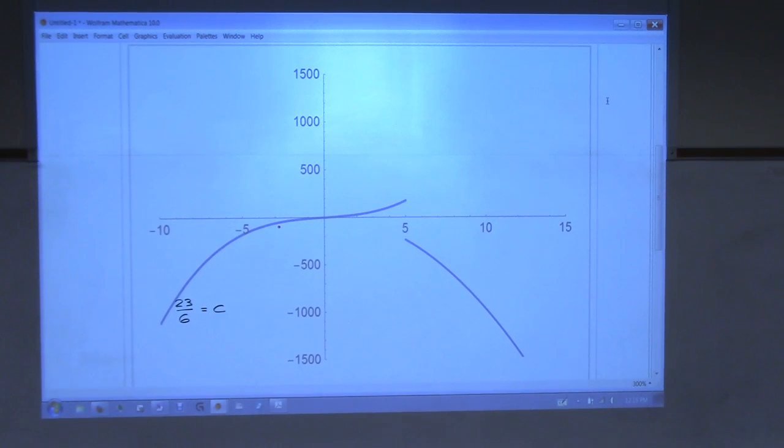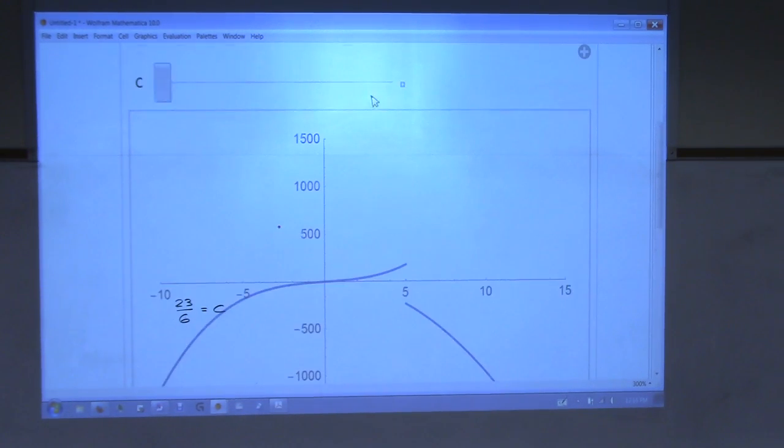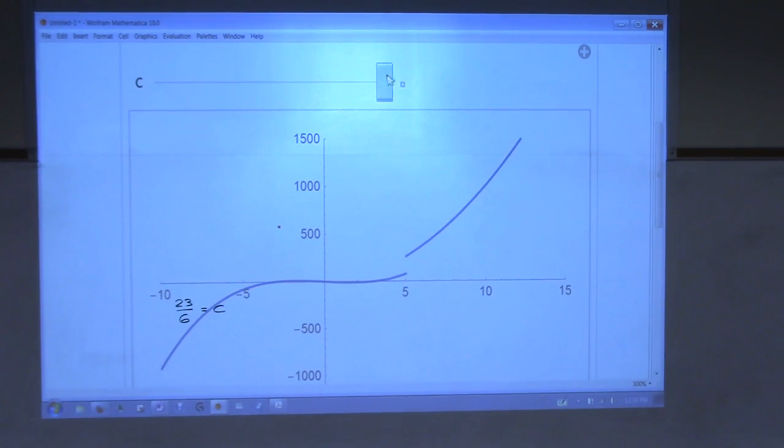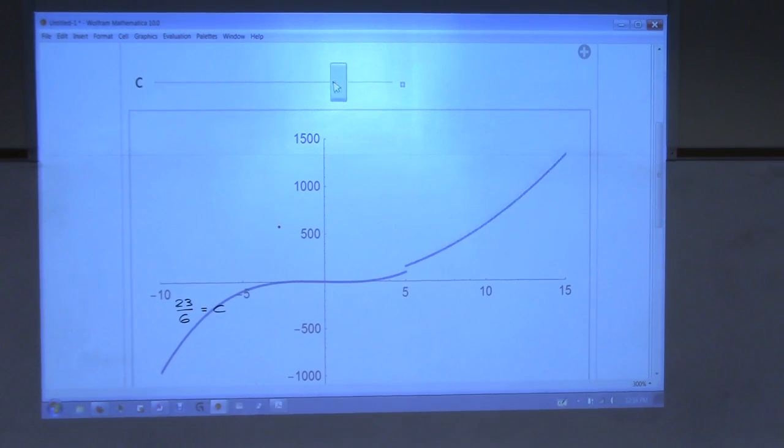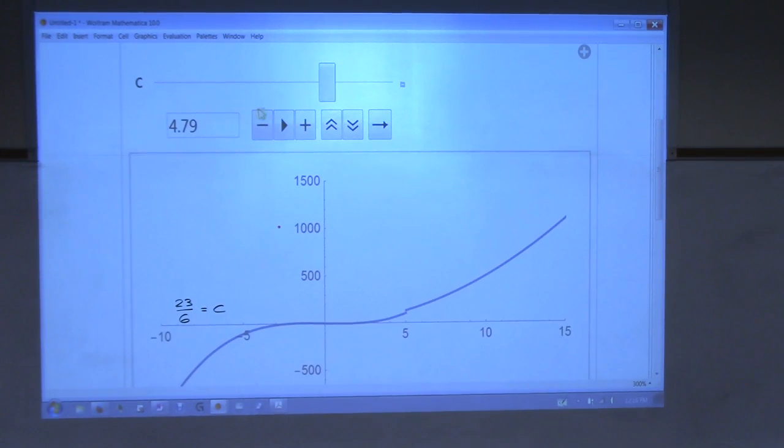So what I can do with this is I can start adjusting c and watch how both the graphs change. See how they both change? As I tweak the c value, I'm changing the shapes of the graphs. What we were trying to find was that perfect c value that would get those to line up, right? And we found it. It was exactly 23/6. So if I put in 23/6, there we go. It's right on top.